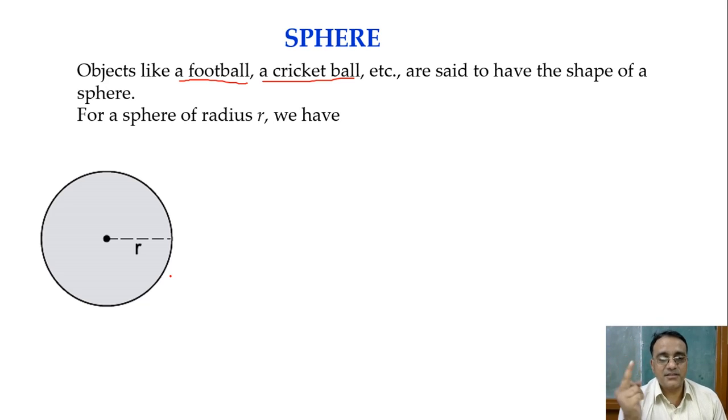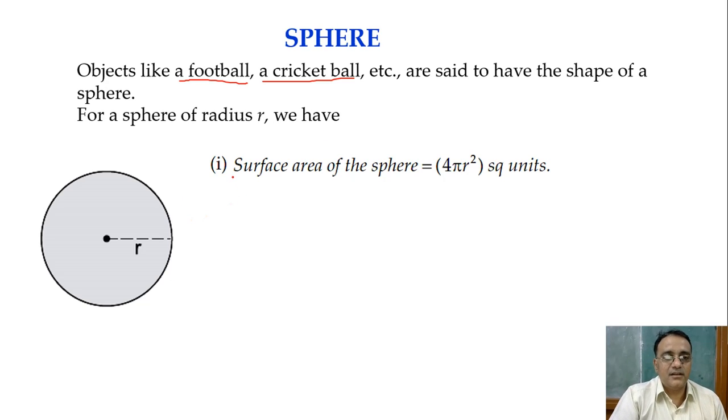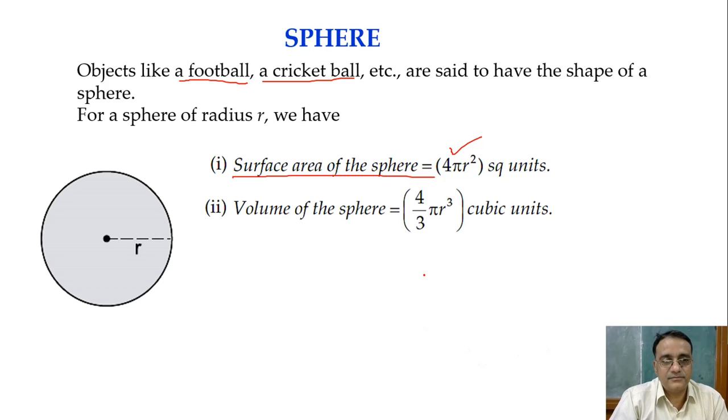Sphere में curved surface area और total surface area दोनों same होता है. So that is why I wrote here surface area of the sphere. Surface area means total surface area only, and curved surface area is also equal to 4 pi r square. And what is the formula for volume? 4 by 3 pi r cube. Yes, 4 by 3 pi r cube. So these are two formulas for sphere.